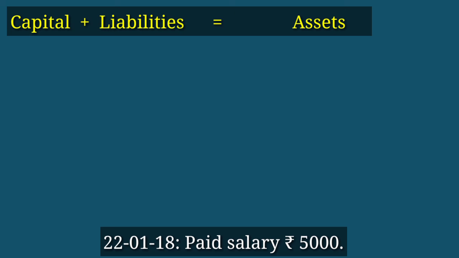22nd January 2018, paid salary rupees 5000. Here we are paying salary. That means cash is being paid. Cash is decreasing. When we pay salary, we are paying the cash. We are giving the cash. So cash is an asset, and the cash asset is decreasing. Okay, 5,000 cash is decreasing.